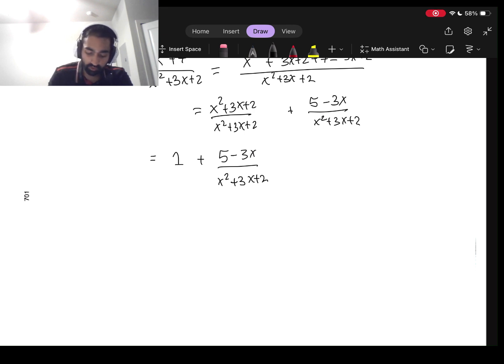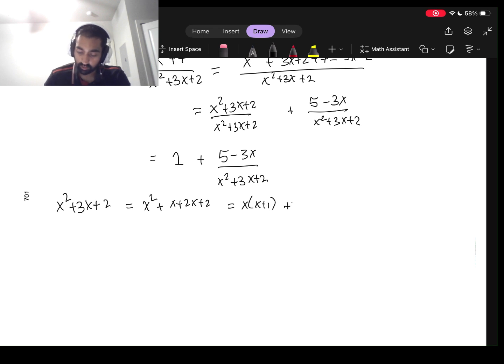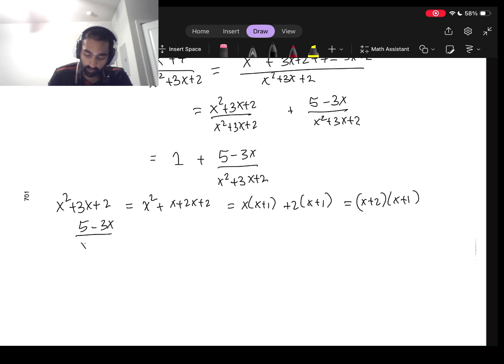First thing is we have to factorize x squared plus 3x plus 2. If you factorize it, you want numbers that add up to 3 and multiply to give 2. So that's 2 and 1. So it's x squared plus x plus 2x plus 2. That's x times x plus 1 plus 2 times x plus 1. So that's just x plus 2 times x plus 1. So now let's say 5 minus 3x over x squared plus 3x plus 2 is a over x plus 2 plus b over x plus 1.